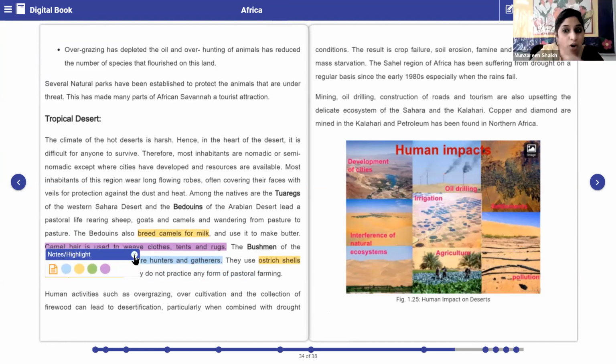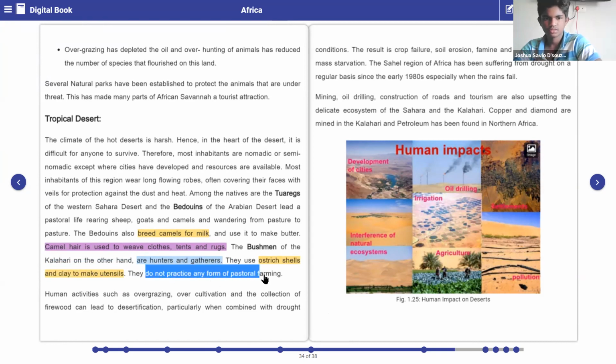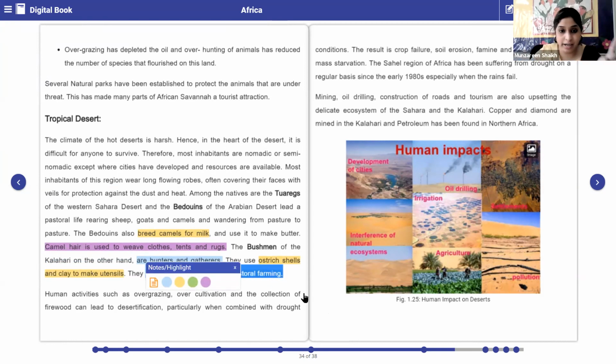They have different occupations. They do not do farming. They are not involved in farming. So remember, everyone, whichever community is staying in the tropical desert does not mean that everybody is doing farming. In the tropical desert region also you have different people doing different occupations.